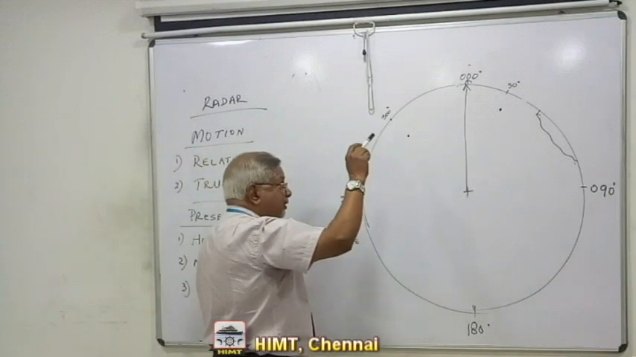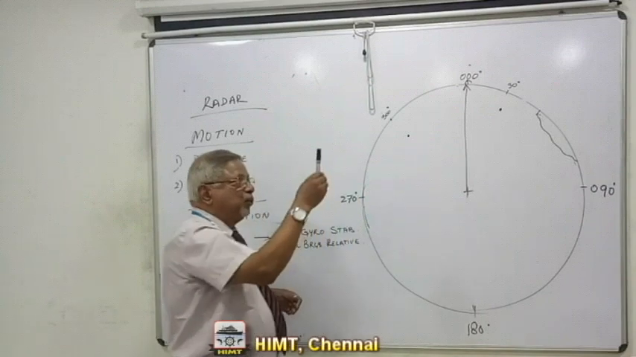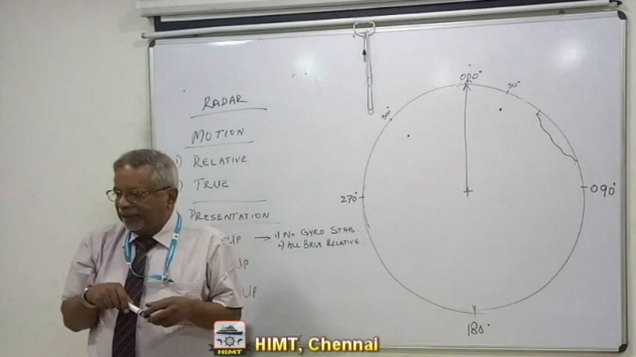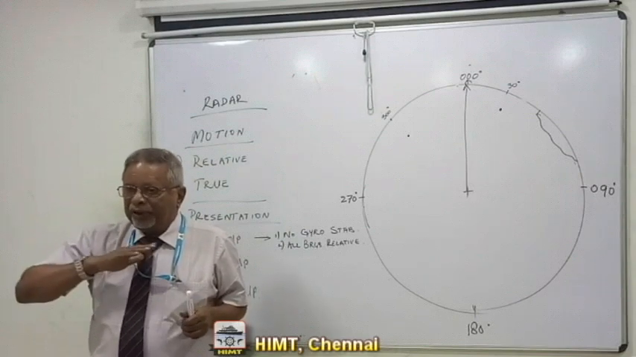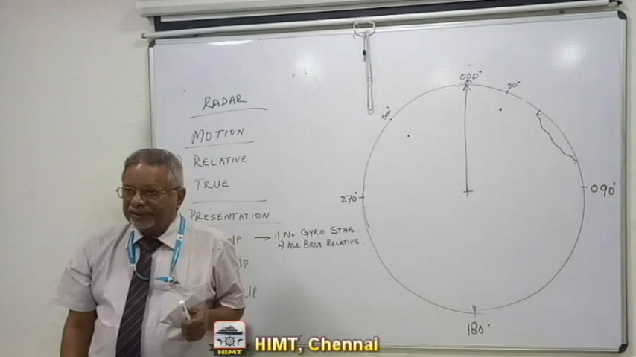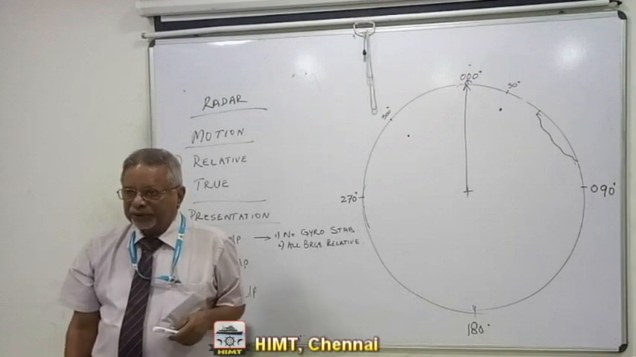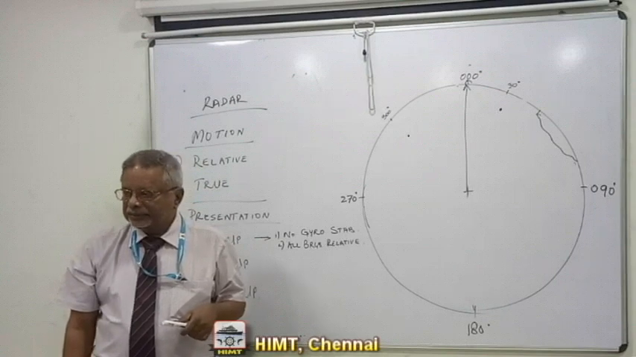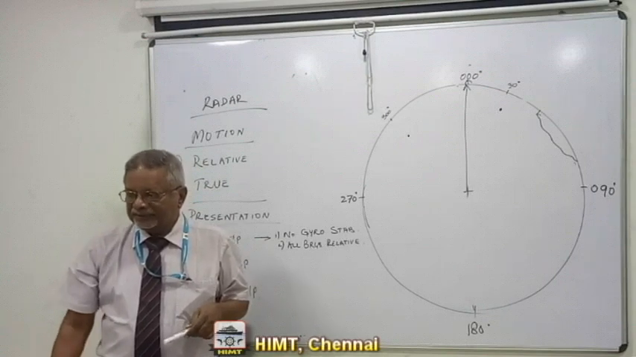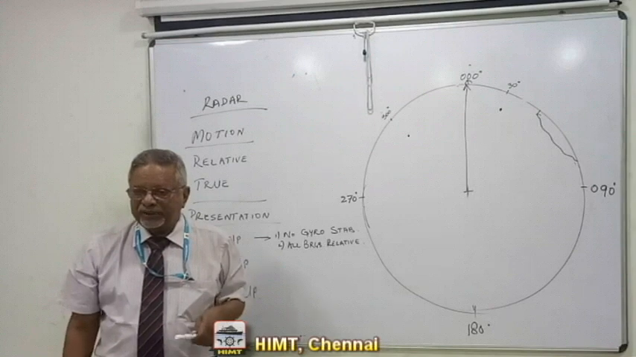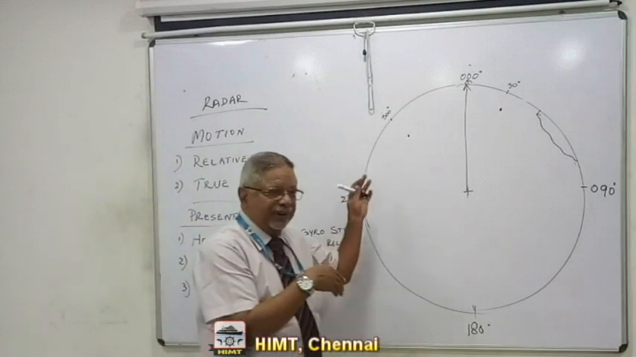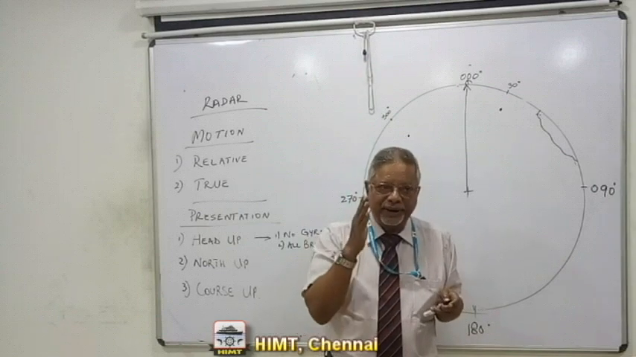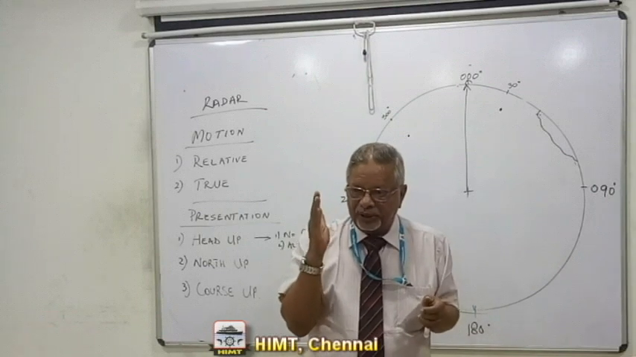If I alter course now from 000, I said my heading was 060. If I alter course by 30 degrees to starboard and steer 090, what will happen to the heading marker then? 090 will come up? No. I told you this is not gyro stabilized, so there is no question of 090 or 060 coming on the top. The heading marker will remain on 000.